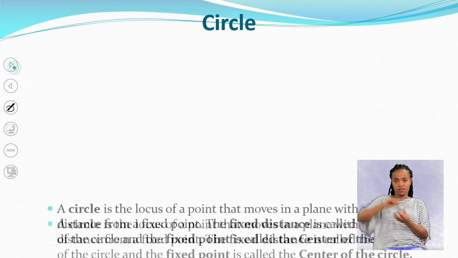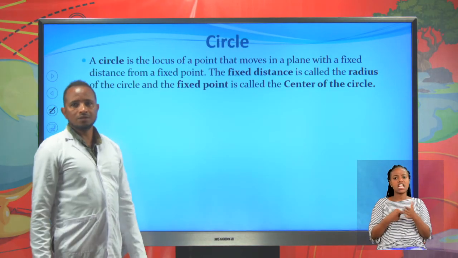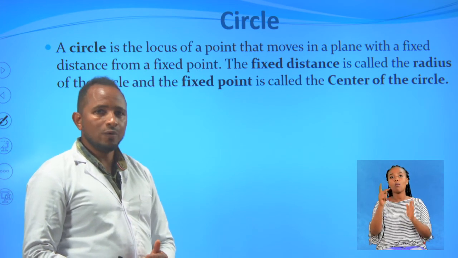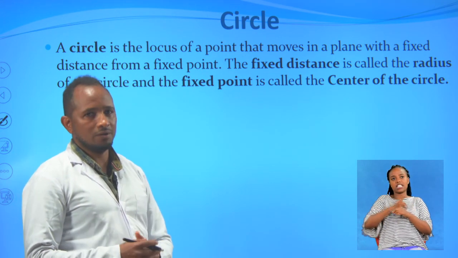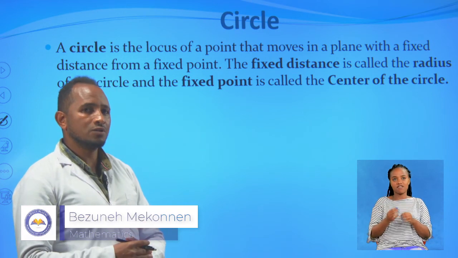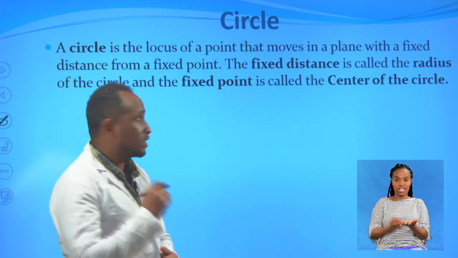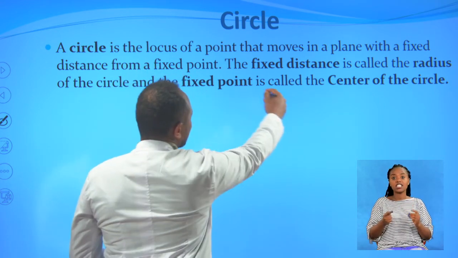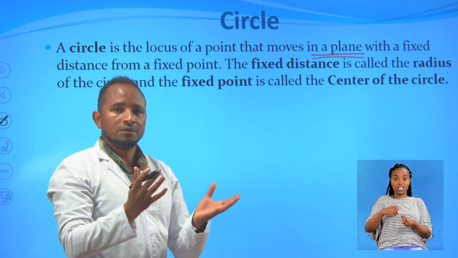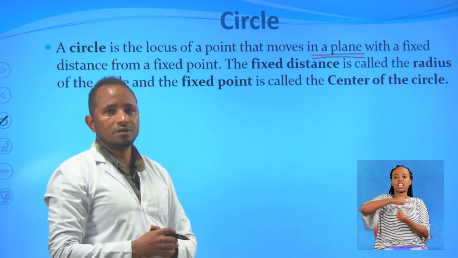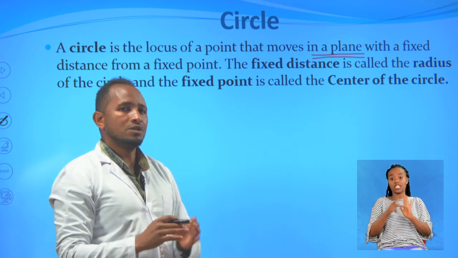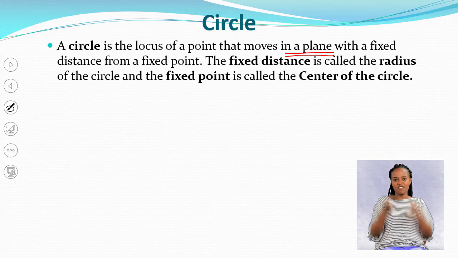Circle. Question of circle. First, let's define what a circle is. A circle is the locus of a point that moves in a plane with a fixed distance from a fixed point. The fixed distance is called the radius of the circle, and the fixed point is called the center of the circle. Here, you have to be careful. The definition says a circle is a set of points that moves in a plane. It must be in a plane. If it is in space, it becomes a sphere. So the definition: a circle is the locus of a point that moves in a plane with a fixed distance from a fixed point. That fixed distance we call the radius, and the fixed point is the center of the circle.